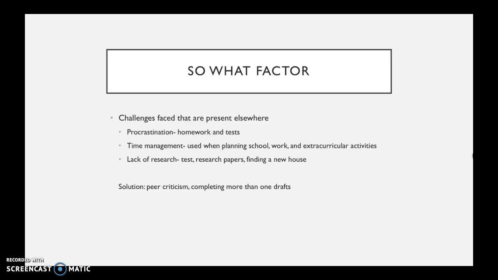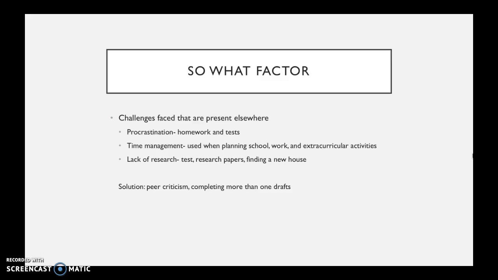The so what factor: skills that I learned from this class that can be used elsewhere are things like not procrastinating. So not procrastinating on my homework and my tests can give me time to actually understand the information that I'm going to be reading about or writing about. Having good time management can be used when planning my schoolwork, extracurricular activities, and work in general. This can help me to make sure that I have everything on time and that I get places on time.